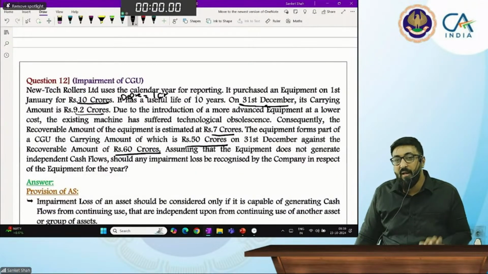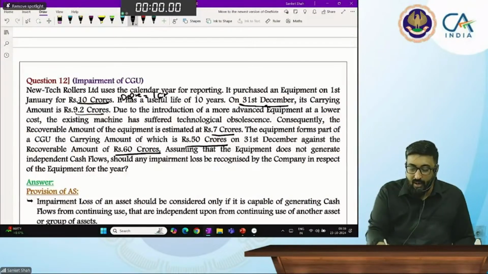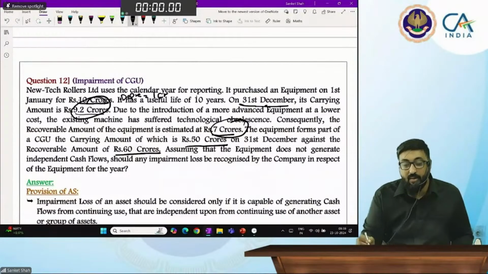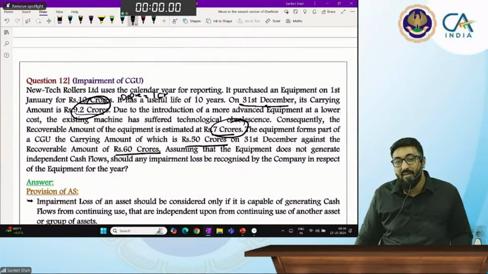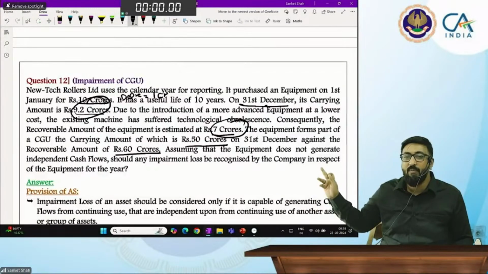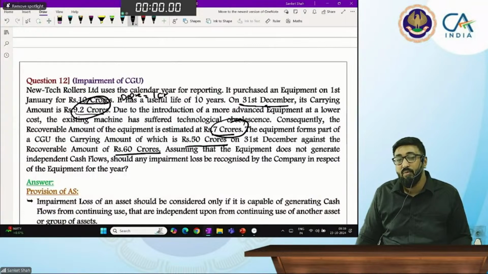Now you only tell me, should I deduct 9.2 minus 7 crores and record asset at 7 crores? Or should I continue with 9.2 and I will check the recoverable amount of CGU? Because asset is not giving me identity or independent cash inflows. Therefore, I will do cash inflows of CGU. Yes, sir. Correct? So, are you going to reduce it from 9.2 to 7 crores, beta?